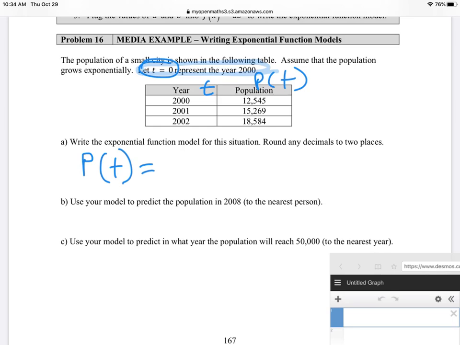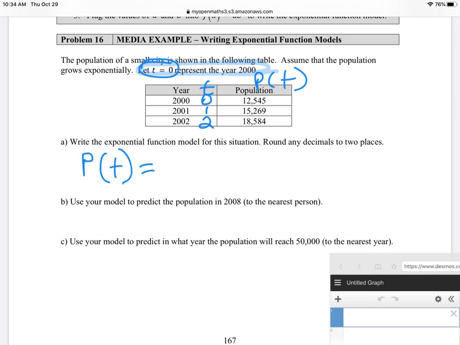We're not going to use the numbers 2000, 2001, and 2002 in our function. We're going to let t be 0 for the year 2000, which means 2001 would be 1 and 2002 would be 2. That gives me something a little bit smaller to work with. It's easier to do that way. So to write our function, we have to know our initial value, and we have to know our common ratio. If we can pick both of those things out, then we can create our function.